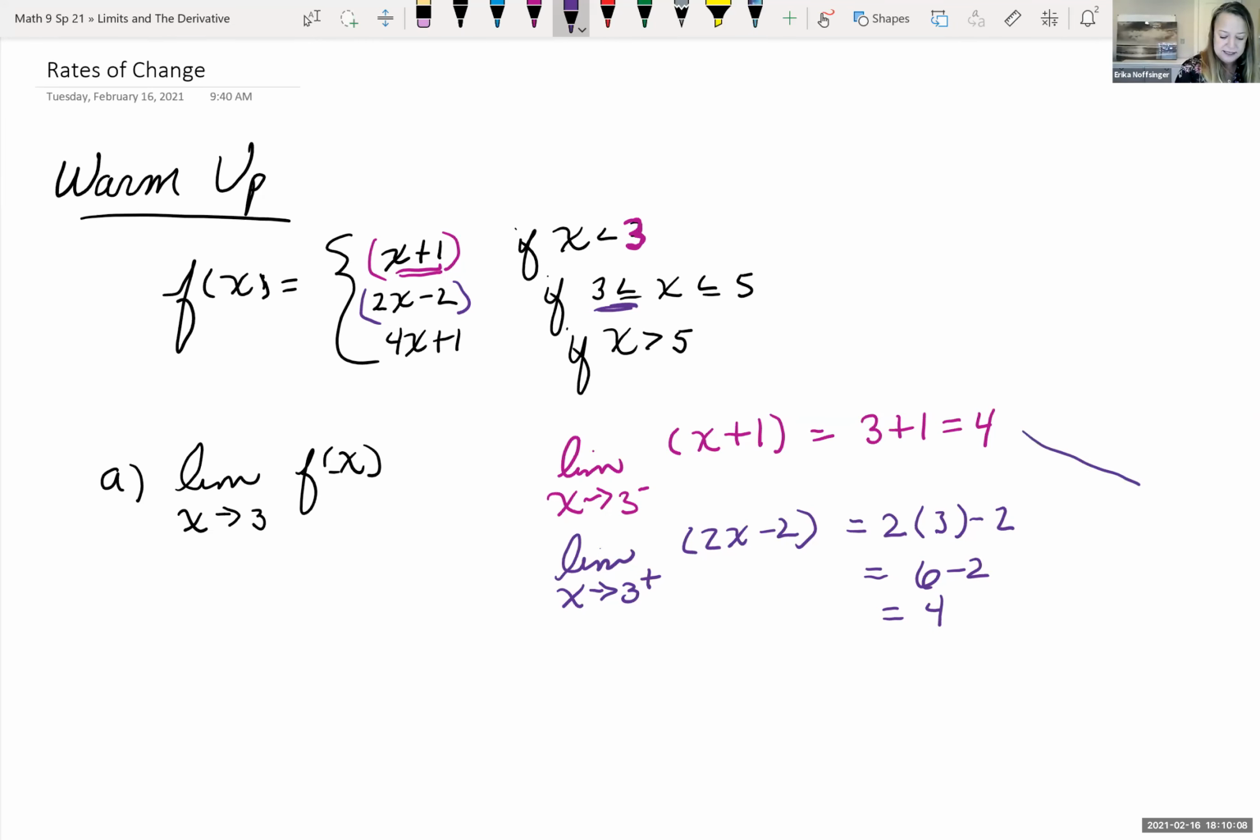And so since these are the same, we know that the limit as x approaches 3 of f of x does exist, and it would be equal to 4.